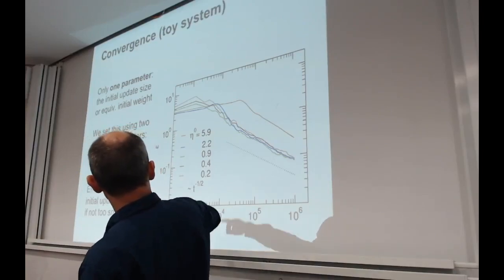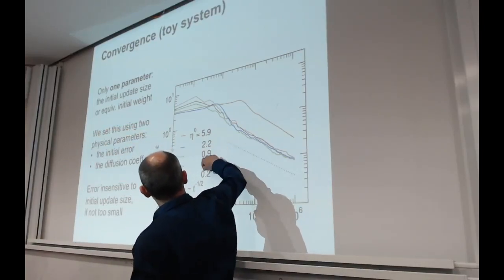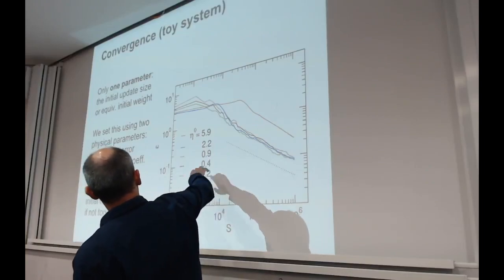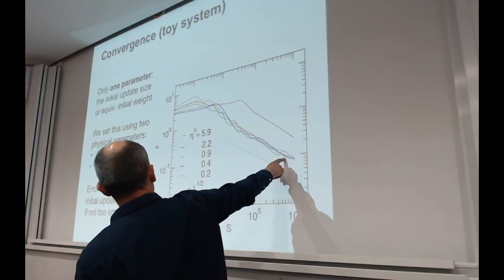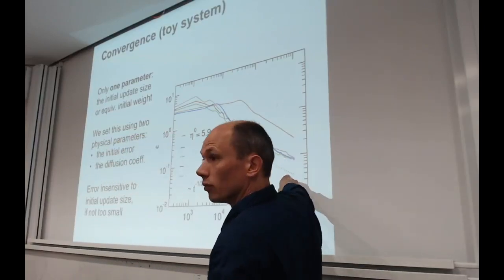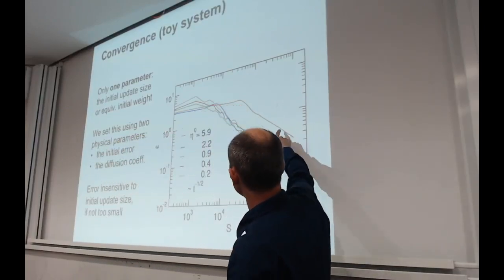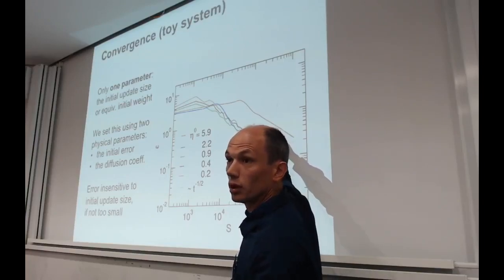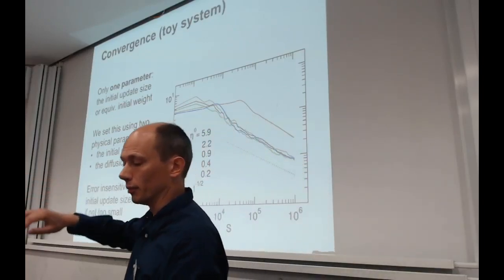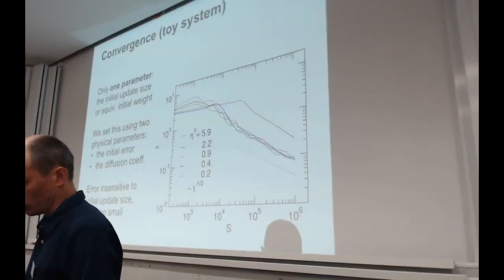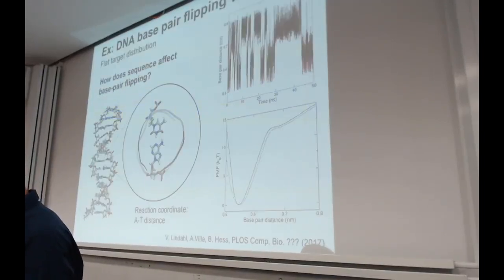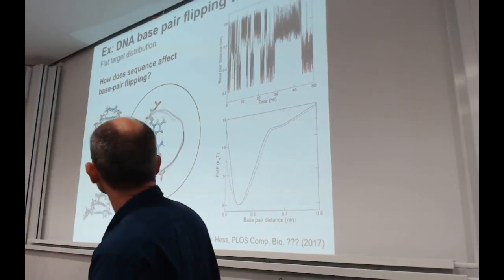Here I've shown the inverse size of the update, or the weight, for a large range of different values. And you see that they all converge roughly equally quickly to this regime where the variance goes as 1 over m, except if my update size is very small. If it's very small, then I just need a long time to fill up minima. So as long as you take it big, it's fine. You can take it very big and it works. So this is non-critical.